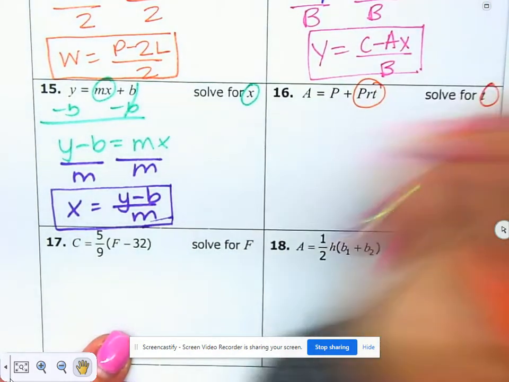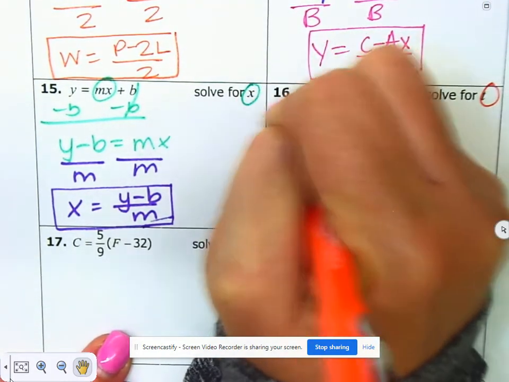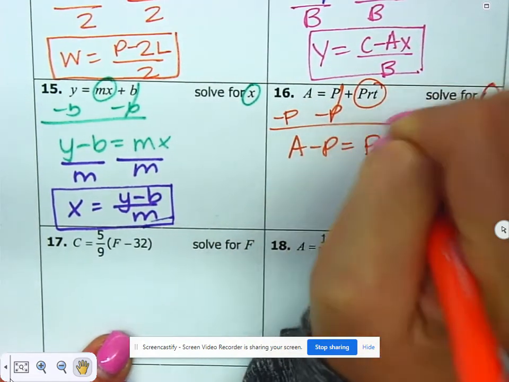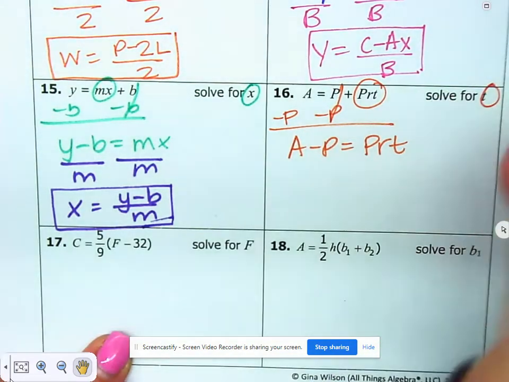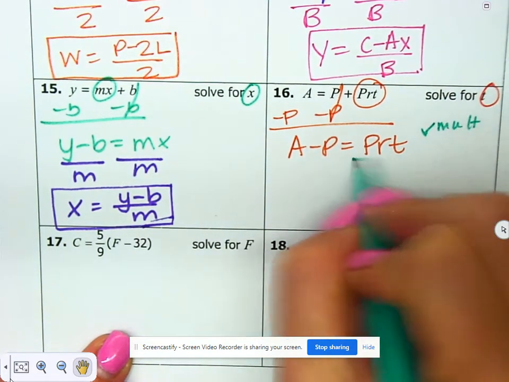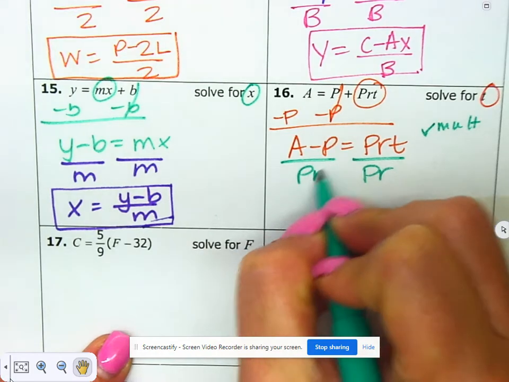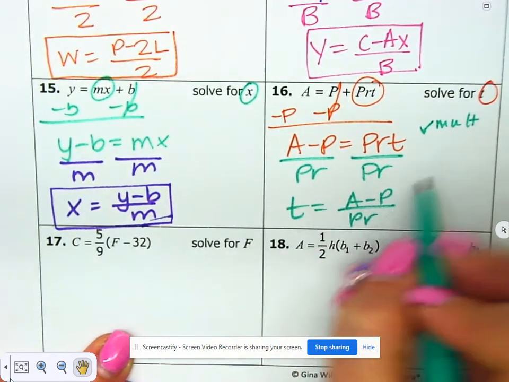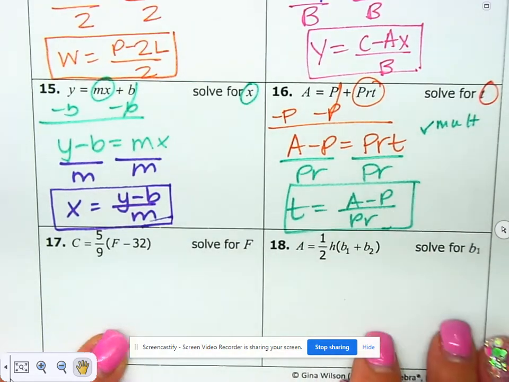All right, solving for t, which is attached here, so we need to move this p first. Then everything here is multiplied, so we're going to divide, and we're going to divide it all at the same time. So t is going to equal a minus p over pr.